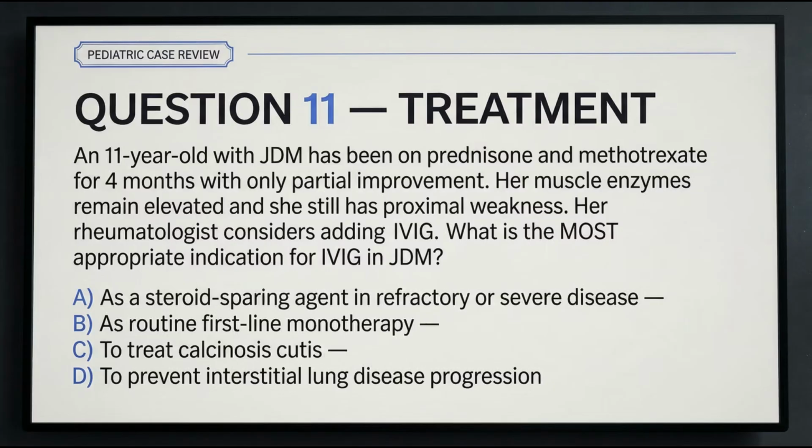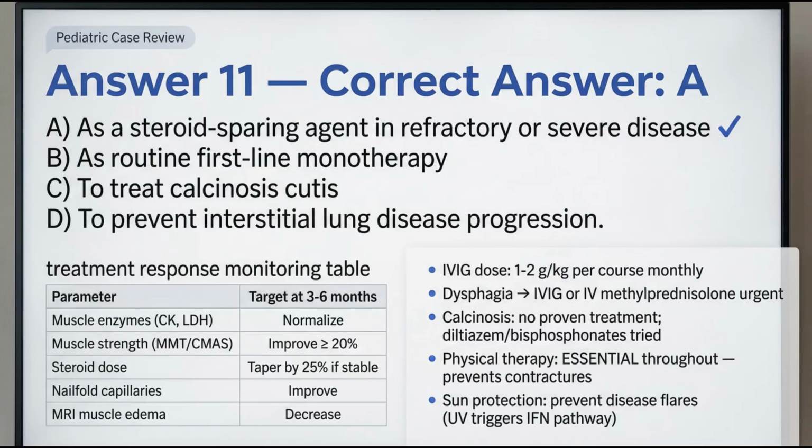Option A, as a steroid-sparing agent in refractory or severe disease. Option B, as routine first-line monotherapy. Option C, to treat calcinosis cutis. Option D, to prevent interstitial lung disease progression. The correct answer is option A, as a steroid-sparing agent in refractory or severe disease.